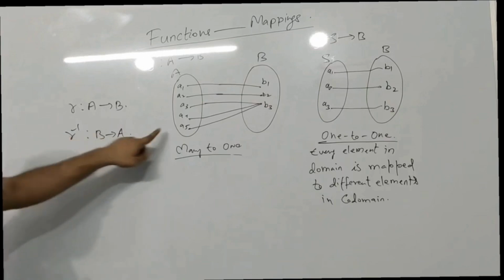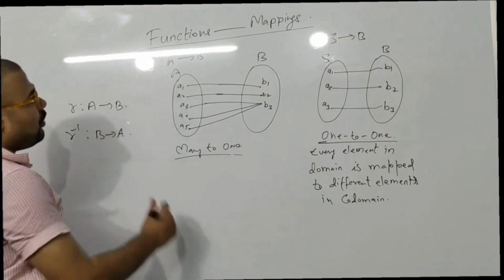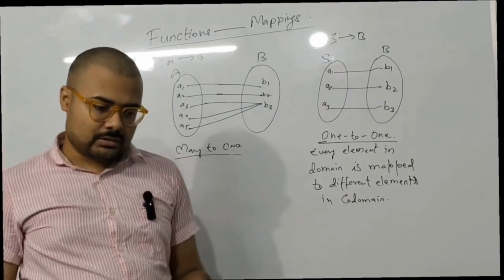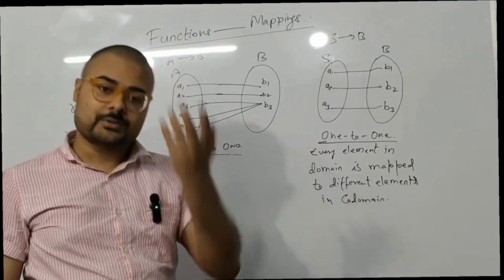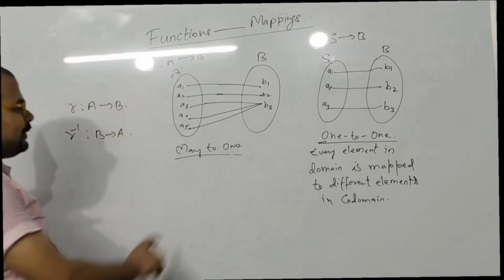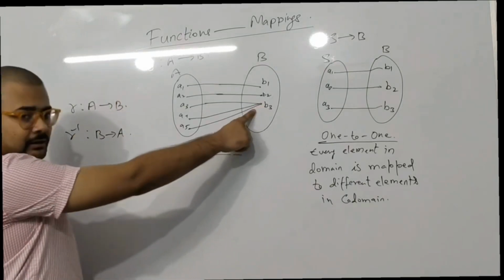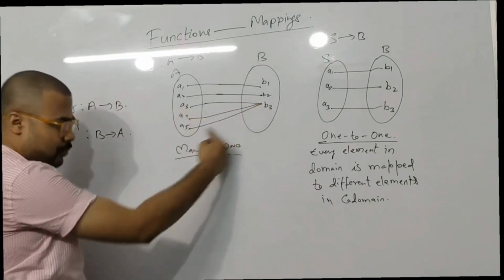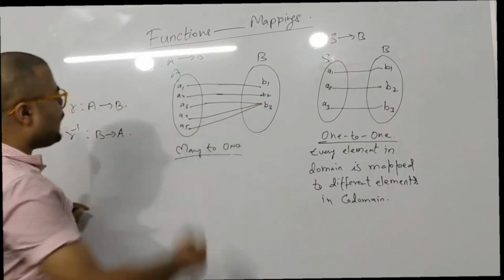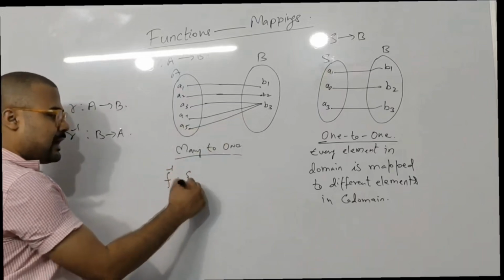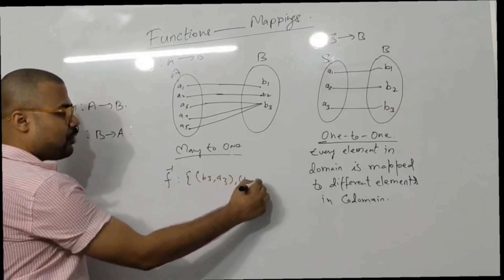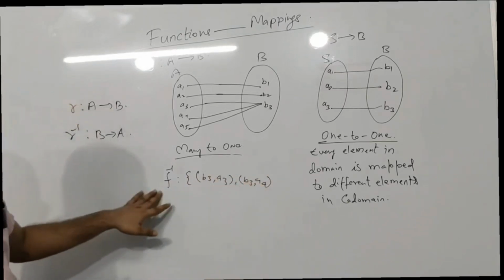Now, if I ask you what is the inverse of a function, the inverse of a function is not always possible. For example, consider a many to one function. If I ask you what is the inverse, then if it is many to one, you will find an element in B that has more than one pre-image. In a function f, B3 has more than one pre-image. So when you try to find f inverse, you will have B3 and A3, B3 and A4. So there is more than one image of B3, and this is no longer a function.